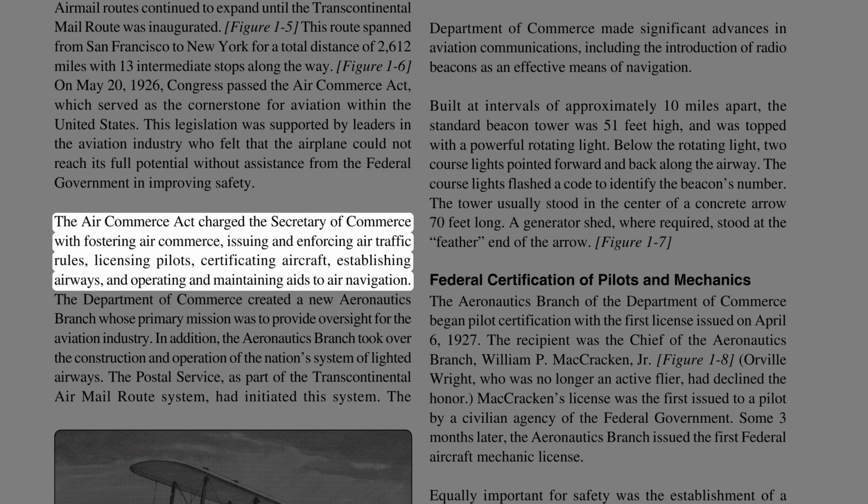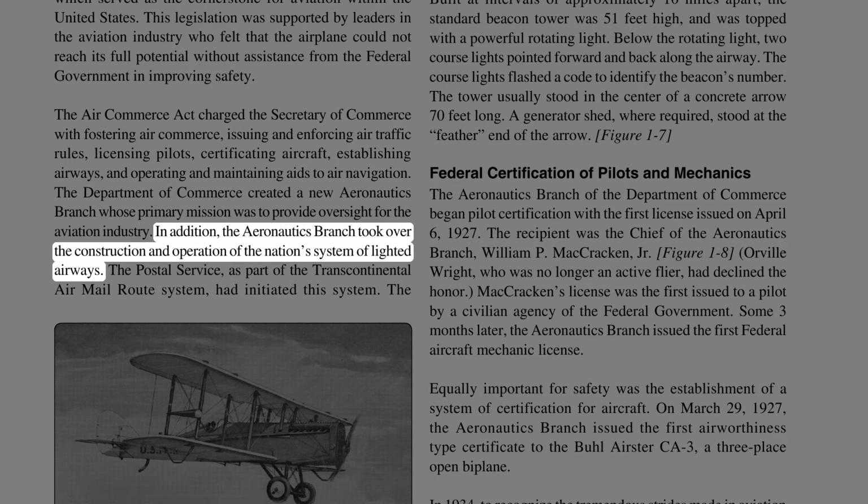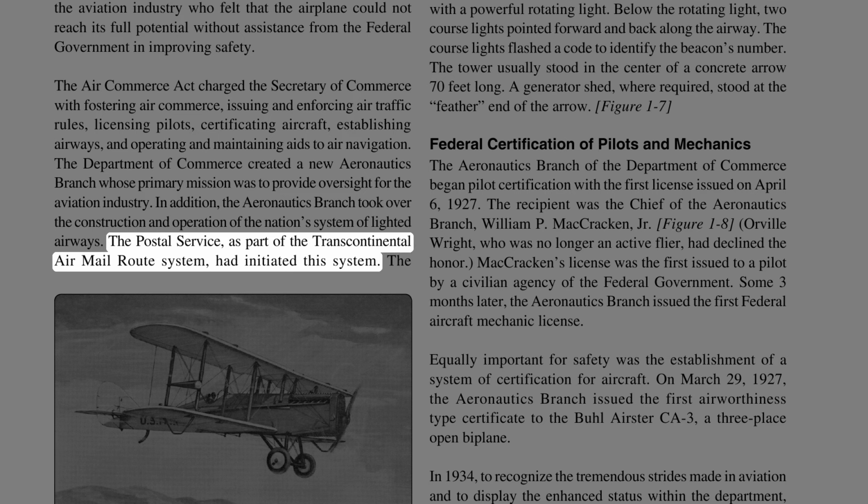The Air Commerce Act charged the Secretary of Commerce with fostering air commerce, issuing and enforcing air traffic rules, licensing pilots, certificating aircraft, establishing airways, and operating and maintaining aids to air navigation. The Department of Commerce created a new aeronautics branch whose primary mission was to provide oversight for the aviation industry. In addition, the aeronautics branch took over the construction and operation of the nation's system of lighted airways. The Postal Service, as part of the Transcontinental Airmail Route System, had initiated this system.